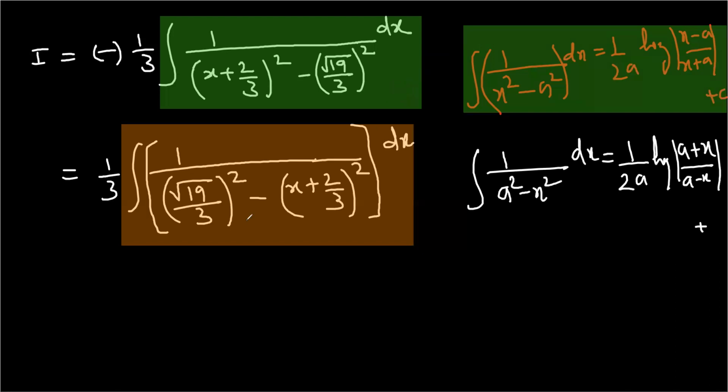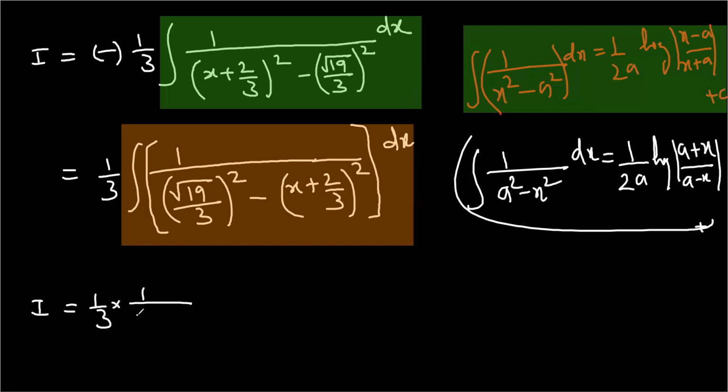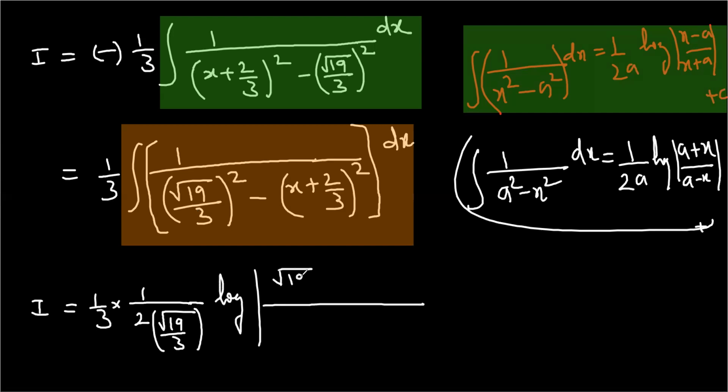So I prefer applying without a negative sign. Outside negative sign, I don't prefer. I took it inside, so I will have to apply this result here. Therefore I is 1 over 3, and the 1 upon 3 is outside, and then for this 1 upon 2a, a is root 19 by 3, then log of (a plus x) upon (a minus x).